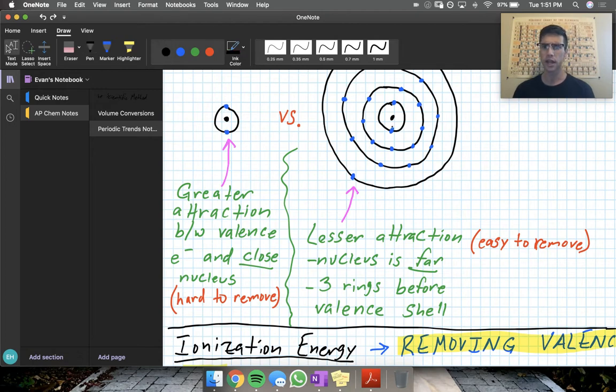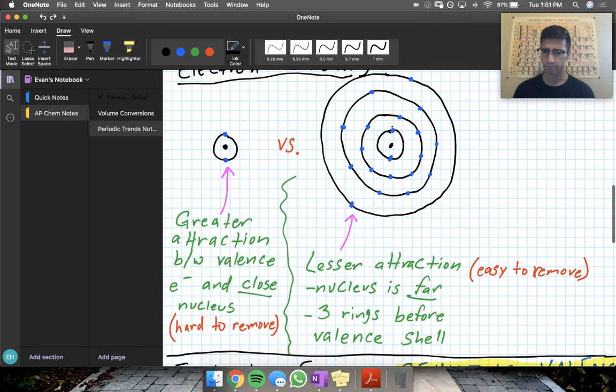Now, with a much, much bigger atom like this one, you can see that there are now four rings of electrons. The positive charge of the nucleus is pulling all four of these shells towards it, but the effect of that charge is spread throughout all four of those rings, which means that by the time the force gets to the outer ring, it's not as strong as the first ring feels.